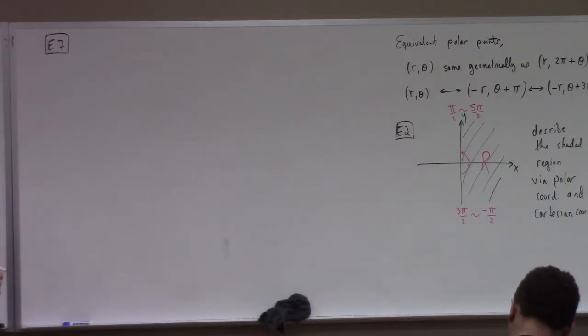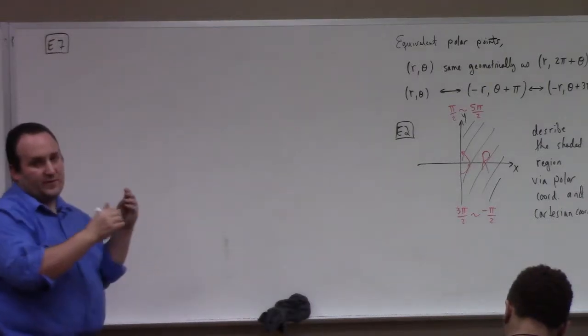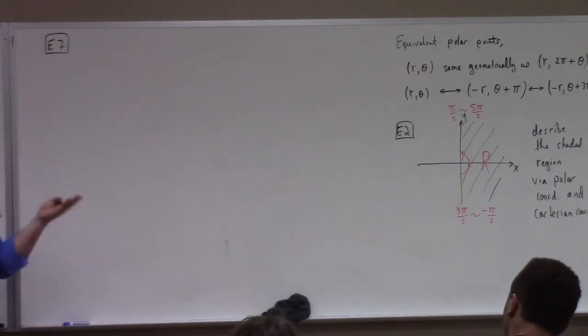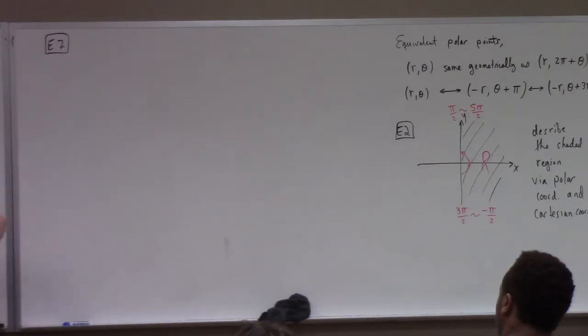What's the calculational process I'm trying to introduce you guys to? To convert from a Cartesian formulation to a polar formulation, all we do is we plug in these fundamental equations, x equals r cosine theta, y equals r sine theta, into the equation and see what happens.